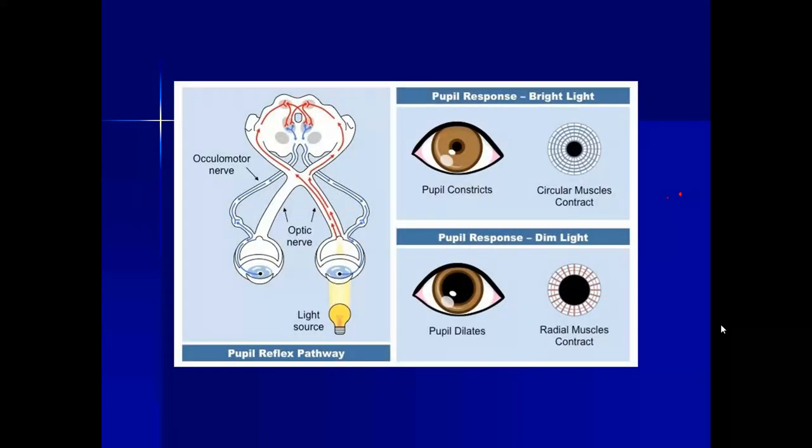Let's take a look here. There you can see the circular and radial muscles. Now notice the colored portion of the eye before we go on further with brain death. The colored portion is what gets larger or smaller. It looks like the pupil, but it's actually the iris. Circular muscles, radial muscles, two different kinds that contract.